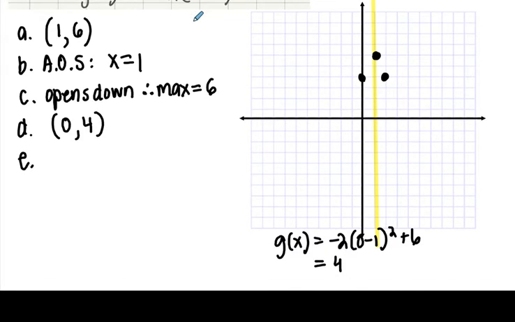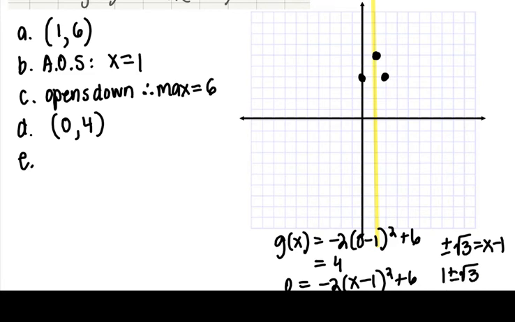Then our x-intercepts are the value of x when y is 0, so -2 times the quantity x minus 1 squared plus 6 equals 0. We'll subtract 6, divide by -2, which gives us a 3. Then we'll square root both sides, so we'll get plus or minus the square root of 3 equals x minus 1. Add 1, and we get 1 plus or minus the square root of 3.